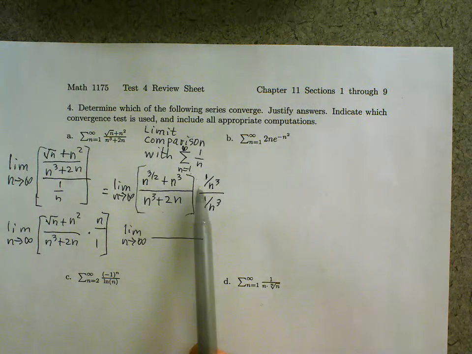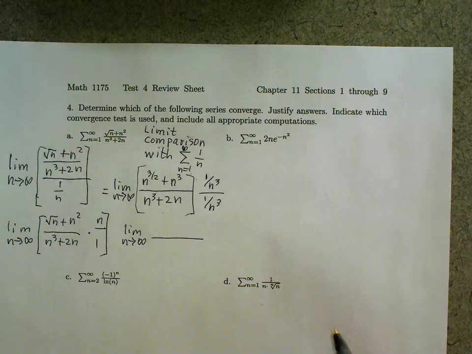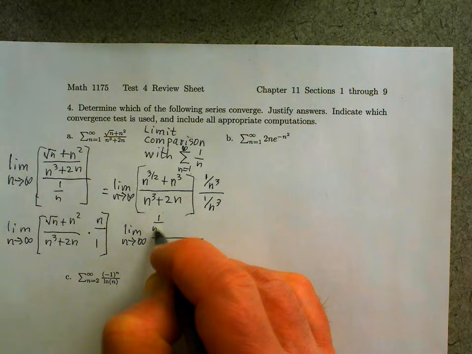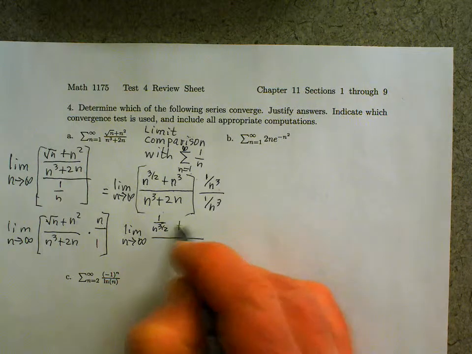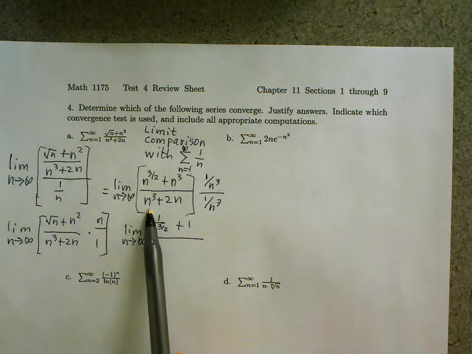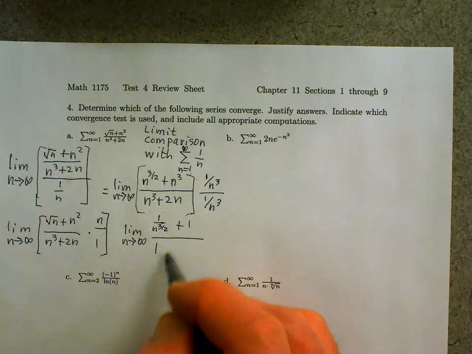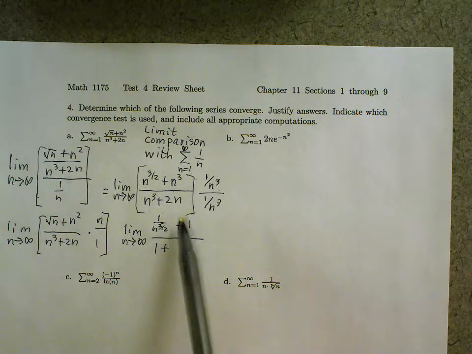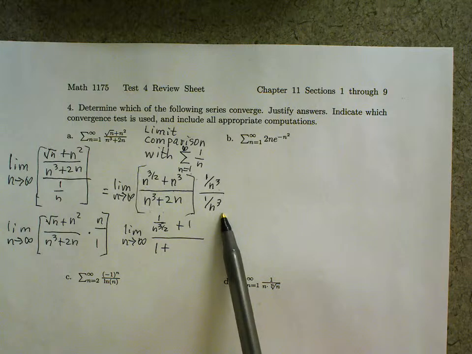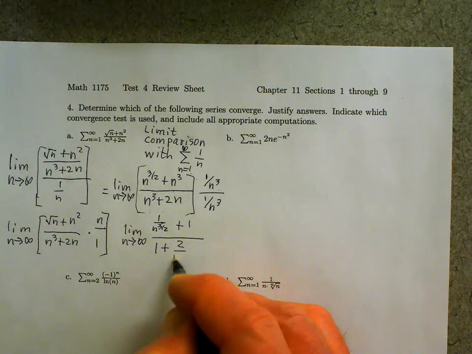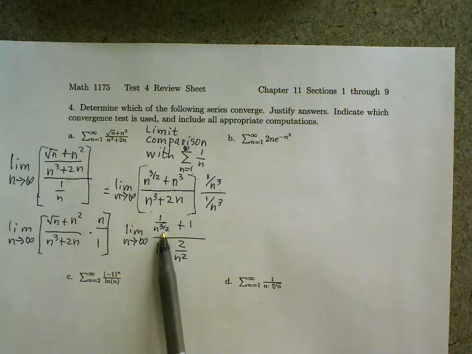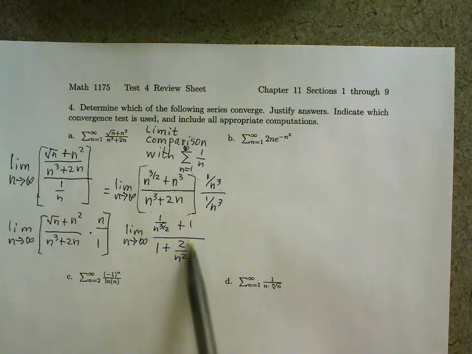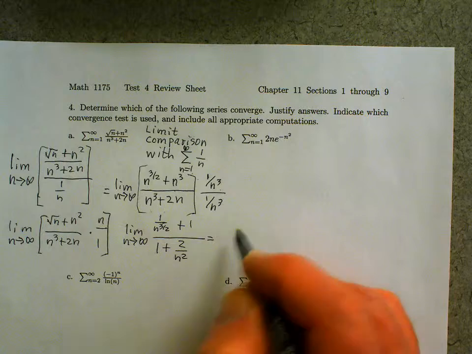N to the 3/2 times 1 over n to the third is 1 over n to the 3/2. N to the third times 1 over n to the third is 1. And in the denominator, n to the third times 1 over n to the third is 1, and then plus 2n times 1 over n to the third is plus 2 over n squared. As n goes to infinity, 1 over n to the 3/2 goes to 0, and so does 2 over n squared. So this limit is positive 1.